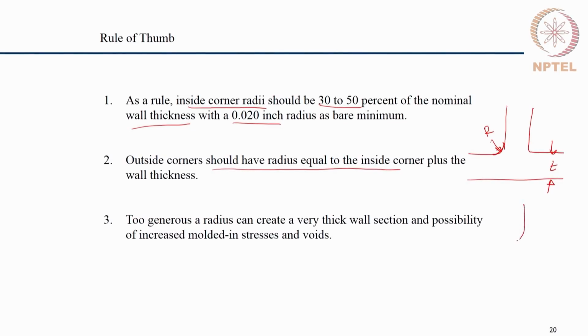If there is a component like this, this is the inner radius and this is the outer radius. Once the inner radius is decided, the outer radius is taken based on the wall thickness and the inner radius. Too large a radius is also a problem because it will lead to a lot of material and thereby shrinkage and warping.